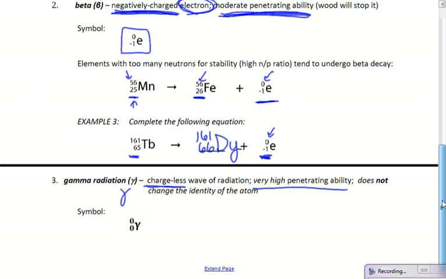But since we're not actually removing any matter from the nucleus, it does not change the identity of our atom. We are not changing the protons. We're not changing the neutrons. All we're doing is releasing energy. So our symbol for that is 0 over 0 because we're not changing any particles. And then we have our gamma symbol.